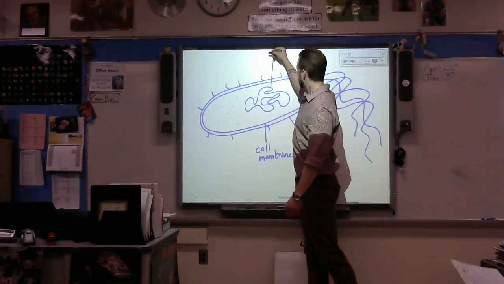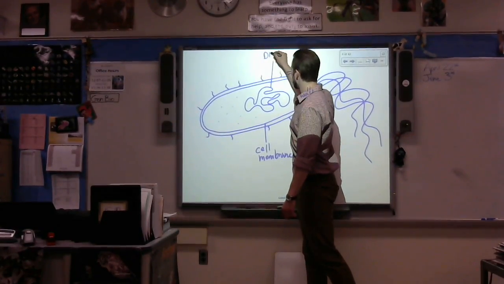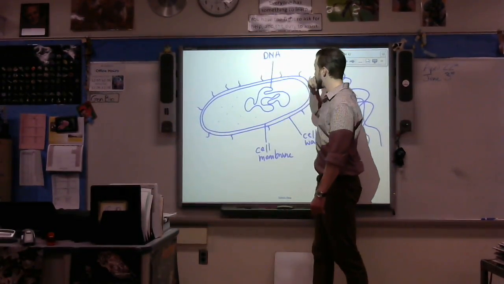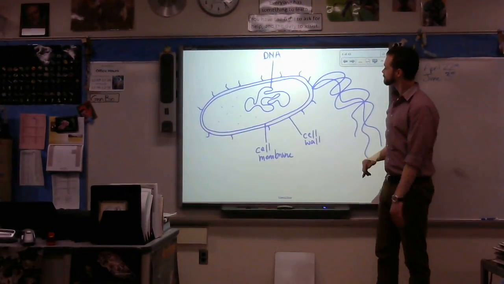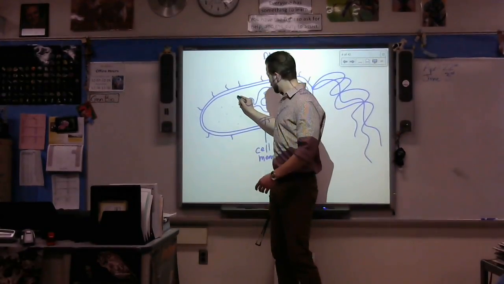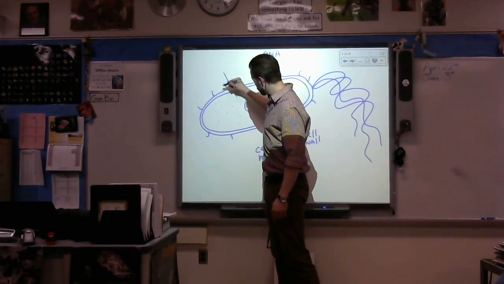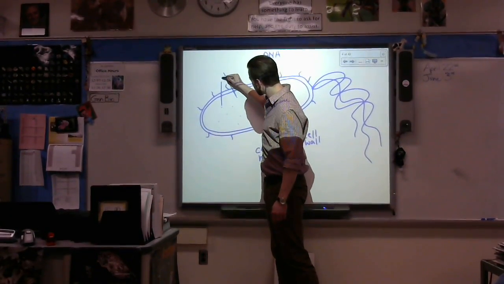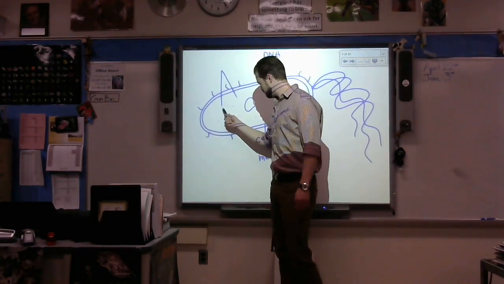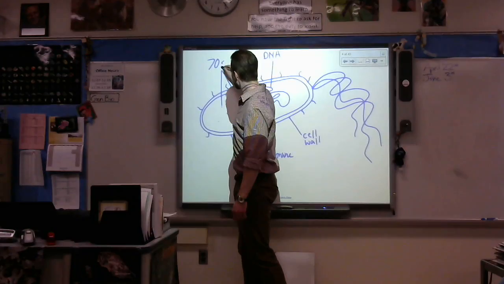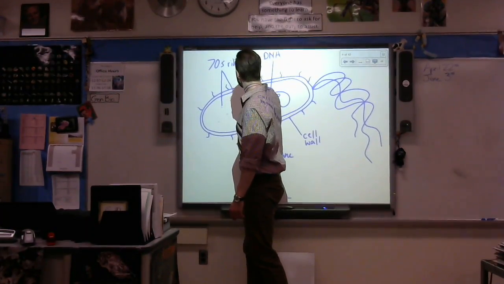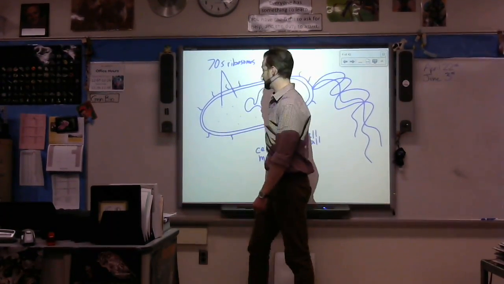This closed loop of DNA region, you could call it DNA. You could also call it a plasmid. It contains the genetic material for the cell. I would recommend that you label a couple of these just so they know that you're labeling the dots. 70S ribosomes. The big difference is that they are smaller.